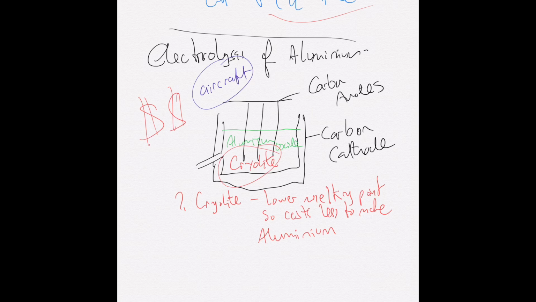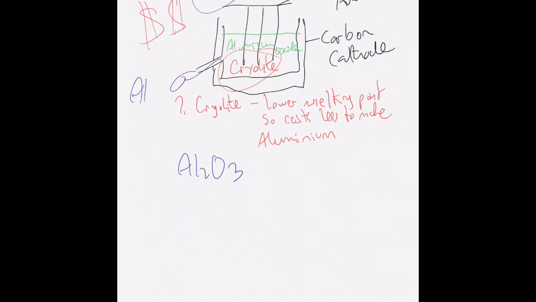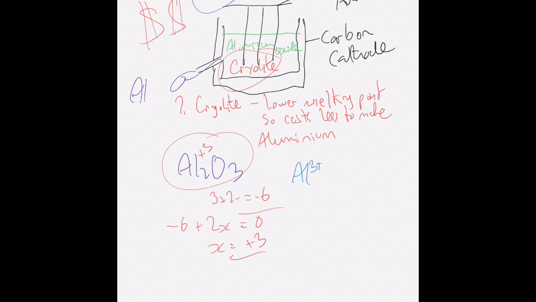How on earth do we get aluminium? Aluminium comes off here, pure aluminium, because aluminium oxide is Al2O3. And oxygen has a 2- charge, so 3 times 2- is -6, right? And that means if that's 0 overall, so -6 plus 2x equals 0, that means x must equal +3. So the charge on aluminium is +3. So the reduction must be Al3+ plus 3 electrons goes to aluminium. And that's great. I can build an aeroplane. Whee! And then oxygen, 2O2- goes to O2 plus 4 electrons.